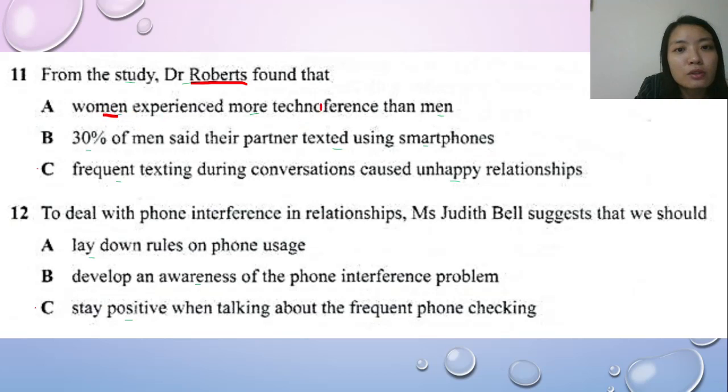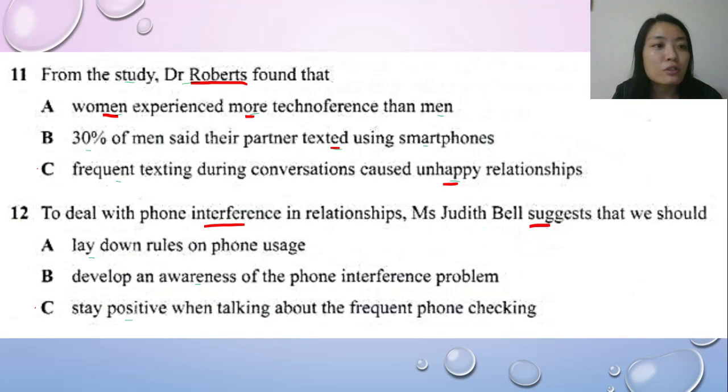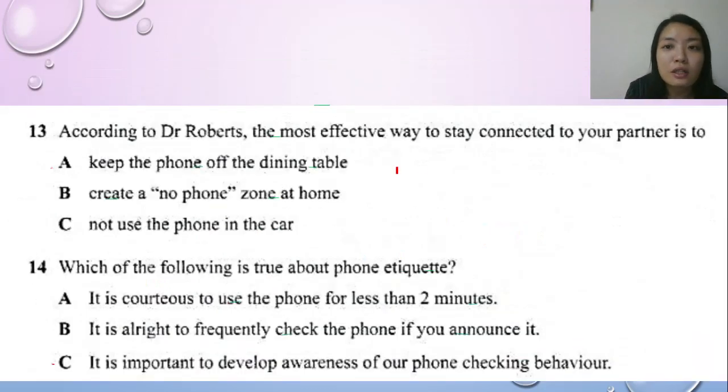So women experience more technoference, 30% for men. Just go through very quickly only. Phone interference, she suggests. Lay down rules. You don't have to actually go through also late, because this is just scanning. Something to connect to your partner, which is following is true.